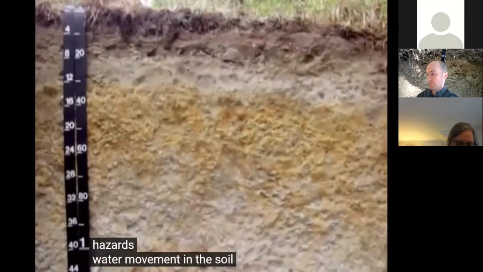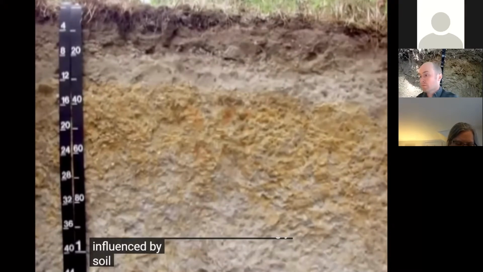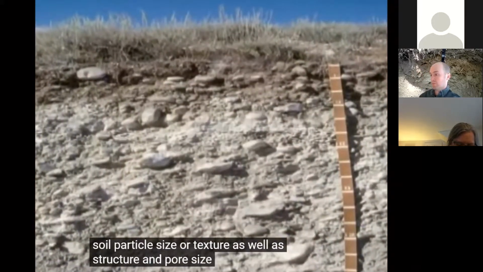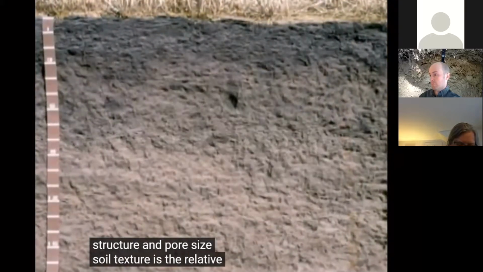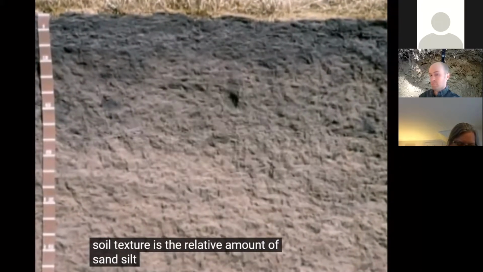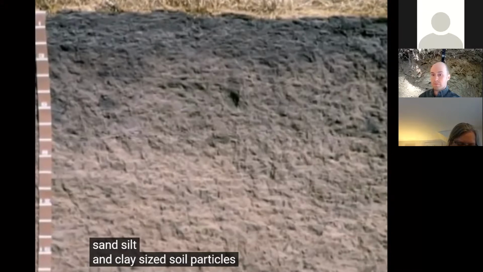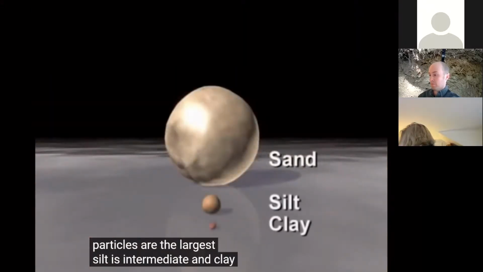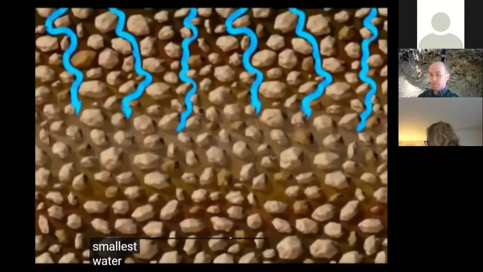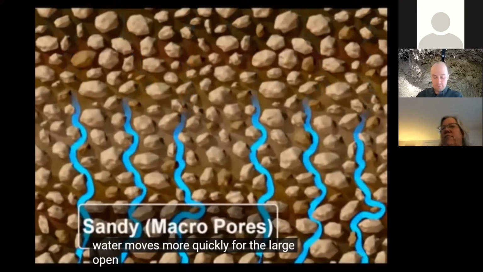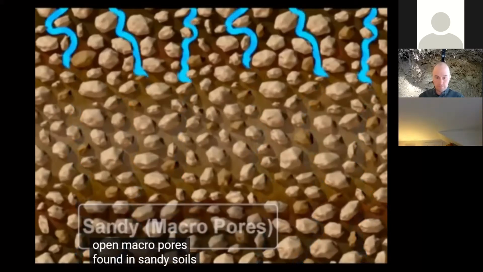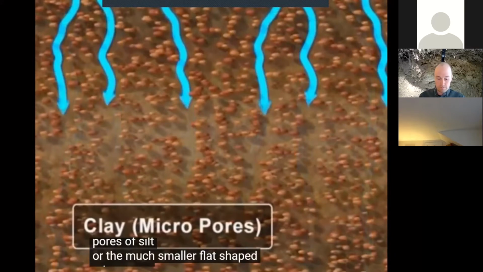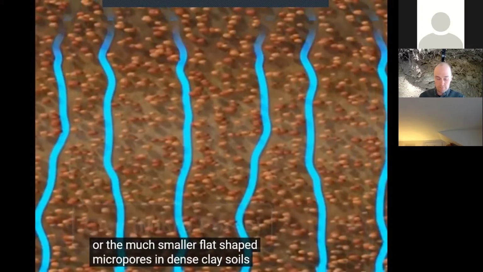Water movement in the soil is strongly influenced by soil particle size, or texture, as well as structure and pore size. Soil texture is the relative amount of sand, silt, and clay-sized soil particles. Sand particles are the largest, silt is intermediate, and clay is the smallest. Water moves more quickly through the large open macropores found in sandy soils than the smaller pores of silt or the much smaller flat-shaped micropores in dense clay soils.